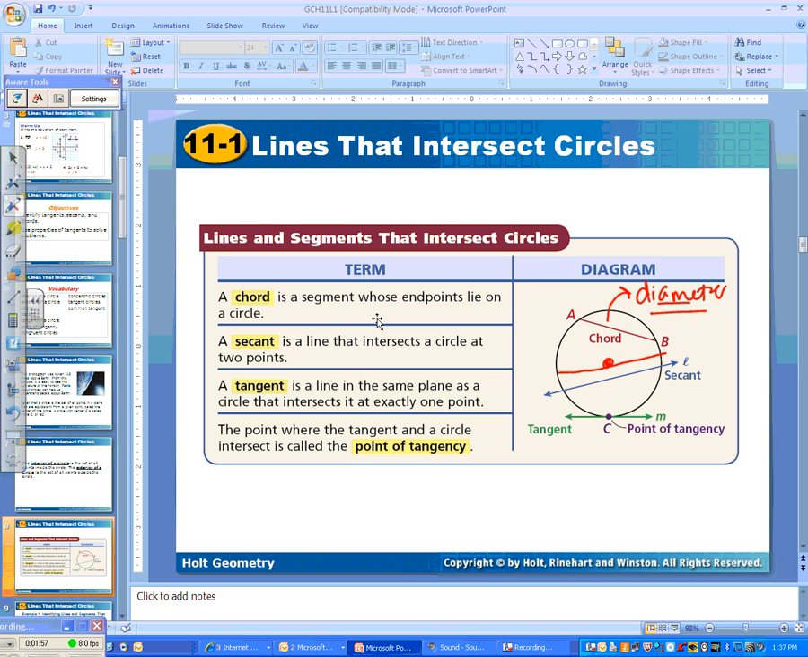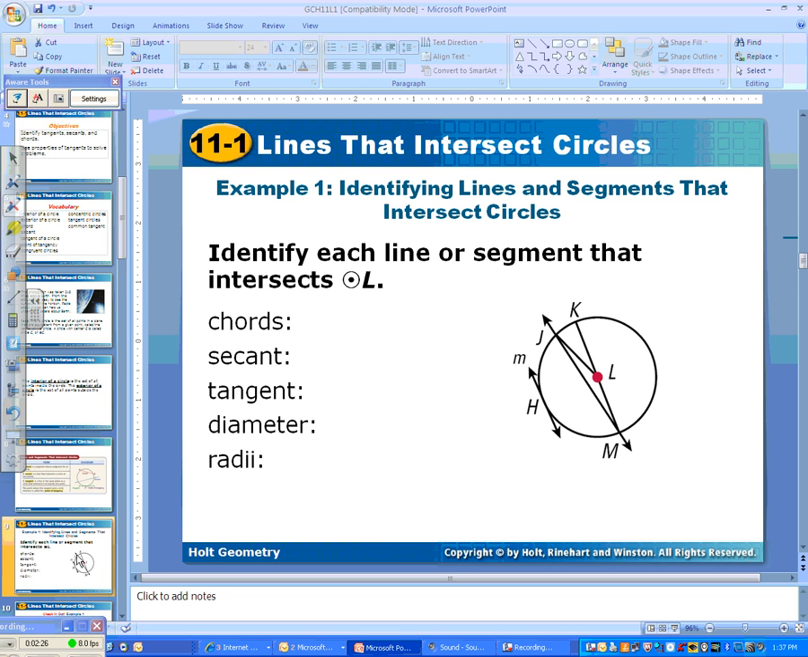A secant is a line, not a segment, a line. That means it goes on and on and on, and it intersects the circle at 2 points. And a tangent is a line that intersects it only at 1 point. That 1 point where it does hit it is called the point of tangency. So a tangent hits it once, a secant is a line that keeps going and hits it twice. A chord is just part of a line, just a segment, and it hits it twice. Okay, pretty straightforward. First part, super easy.